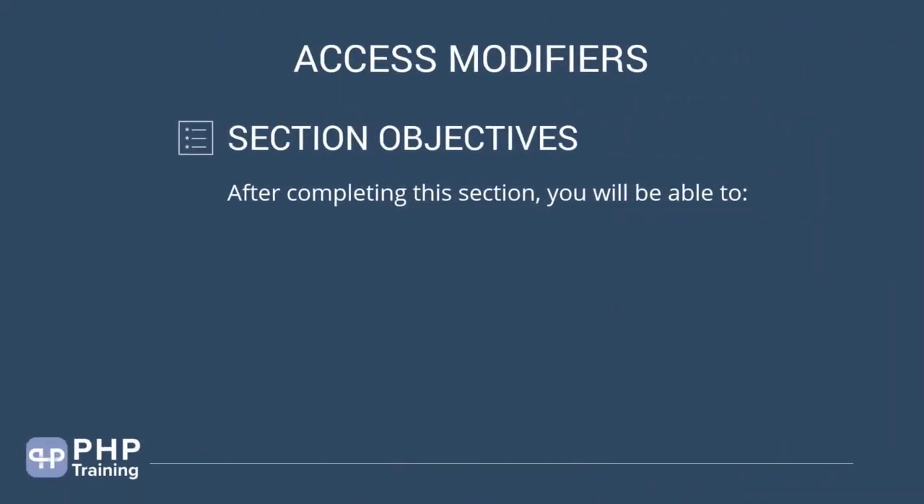Let's look at the section objective and what you will learn in this section. You will understand what access modifiers are. We have seen public as of now. When you define a property, you define it as public. Those are nothing but access modifiers.